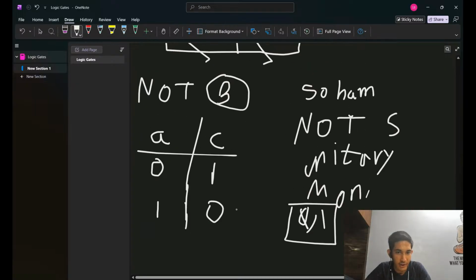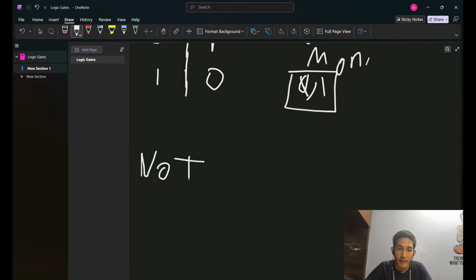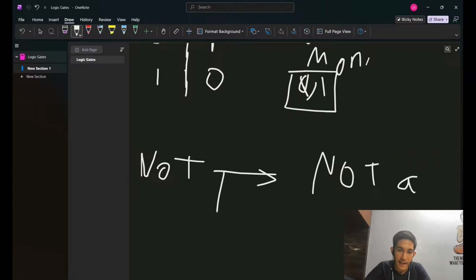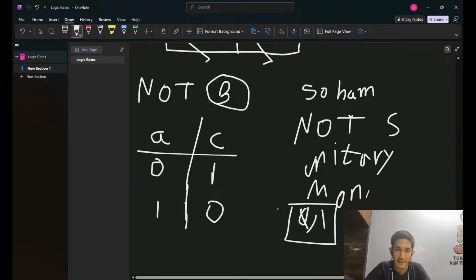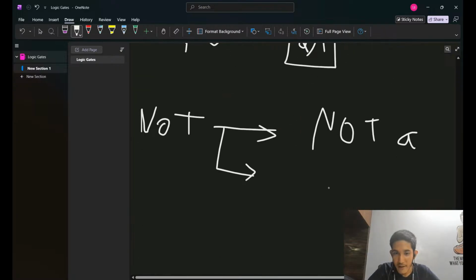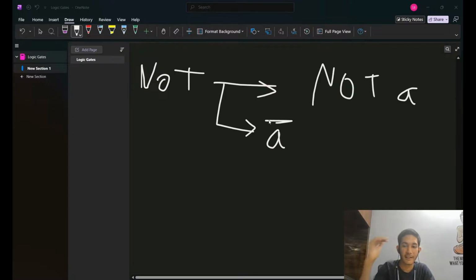Now, this is the NOT gate. Oh, that's new. A NOT gate can be written, first, as actual words, not A. Second, it can be written as, now this is another part of the Boolean algebra, the symbol for this will actually be A with a dash over its head.